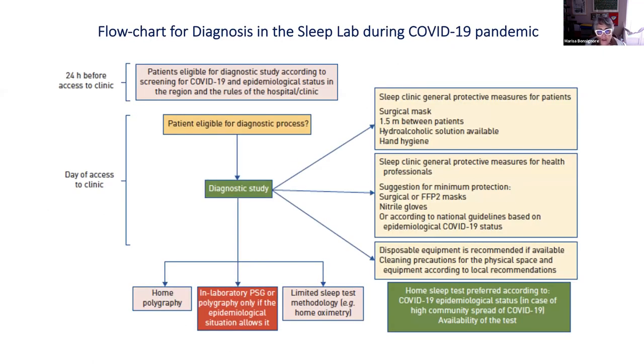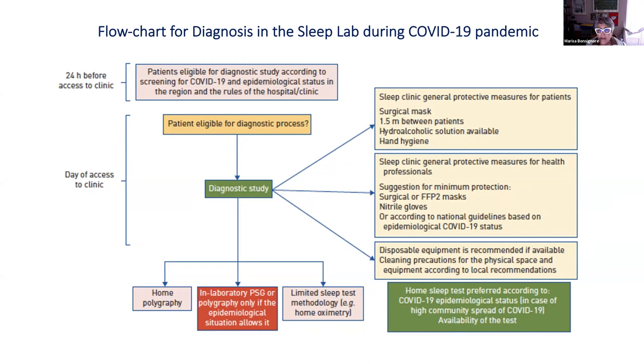So for diagnosis, again, there is a screening 24 hours before. If the patient is eligible, he can go ahead with the diagnostic study. And in general, home polygraphy is preferred, or home polysomnography if available, whereas in-laboratory PSG is recommended only if the epidemiological situation allows it. Some countries also use limited sleep test methodology like home oximetry, but this can only be done in patients with a very high clinical probability of sleep apnea.